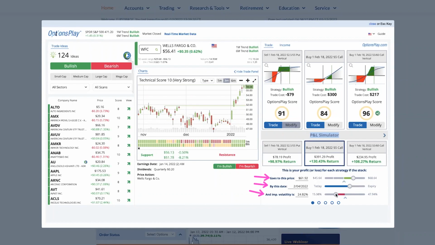So I'm going to walk you through how I would use this. So I'm looking at Wells Fargo. It's currently trading at $56.